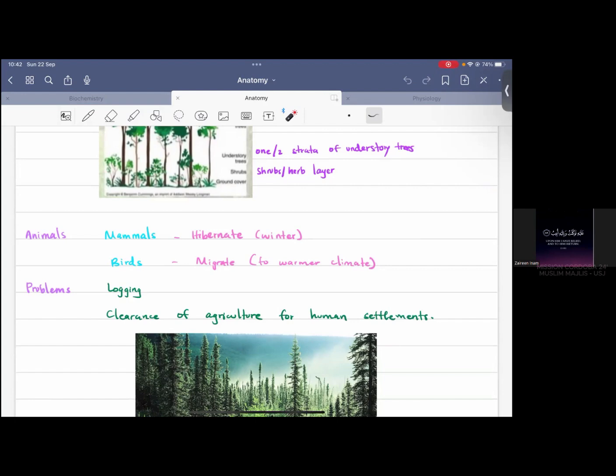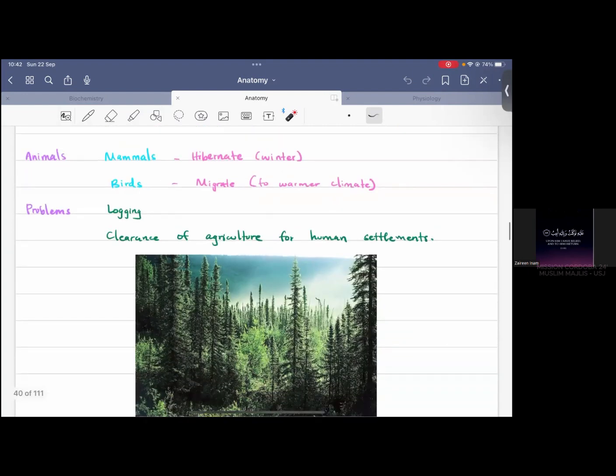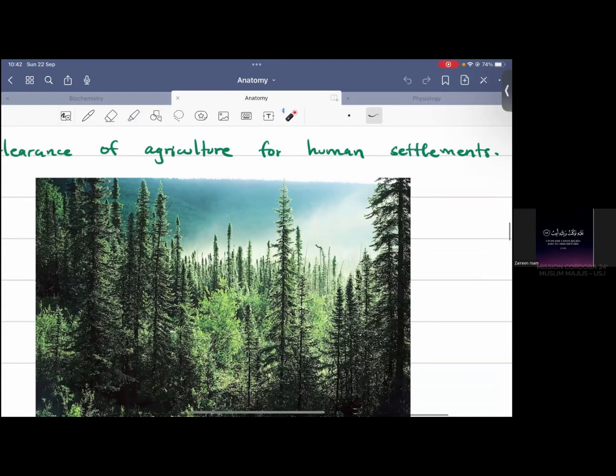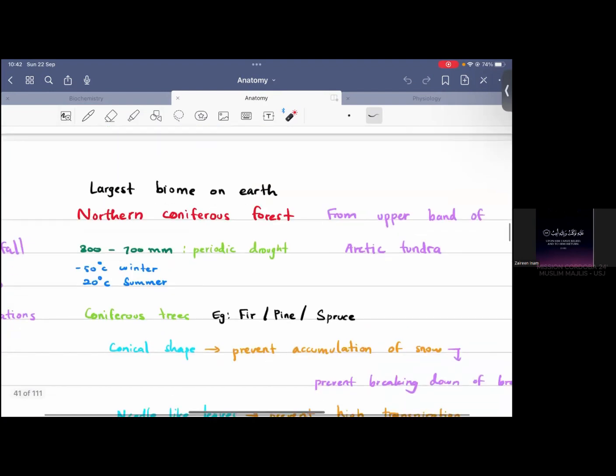Right, so that is about the temperate broadleaf forest. Then what do you have? This one. So you can see large conifers, right? You can see large conifers. This is northern coniferous forest. This is the largest biome on Earth.